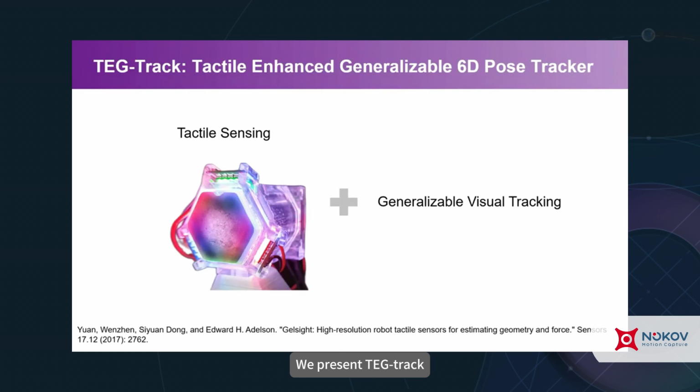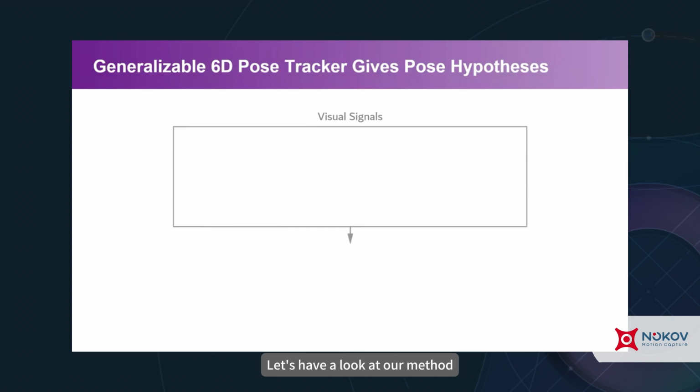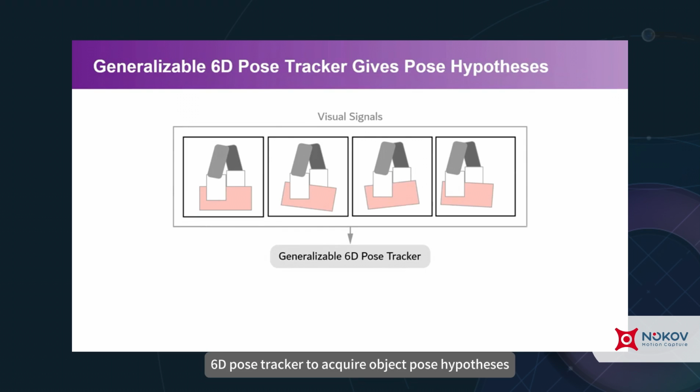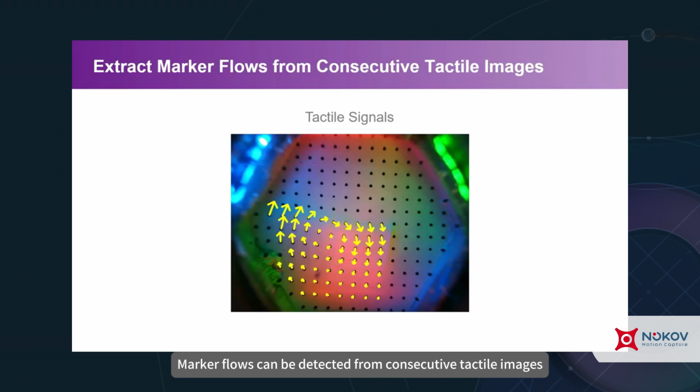We present TEG-Track, a tactile-enhanced generalizable 6D pose tracking design, which utilizes tactile sensing to enhance generalizable visual tracking. Let's have a look at our method. Given visual signals, we leverage a generalizable 6D pose tracker to acquire object pose hypotheses. Marker flows can be detected from consecutive tactile images.